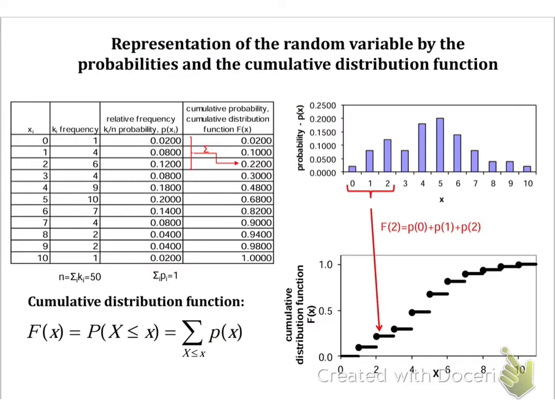In this slide, we are going to discuss how to represent the random variable by the probability and the cumulative distribution function. Okay, so here: representation of the random variable by probabilities and by cumulative distribution function.